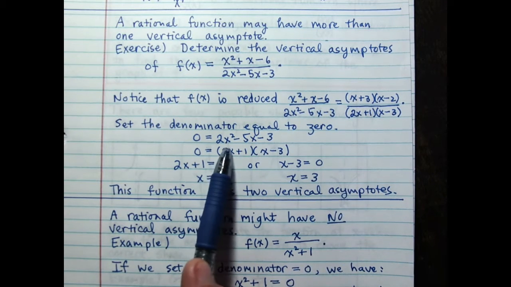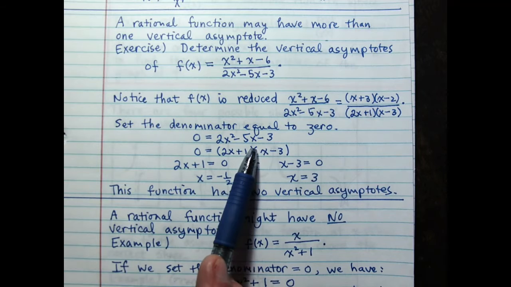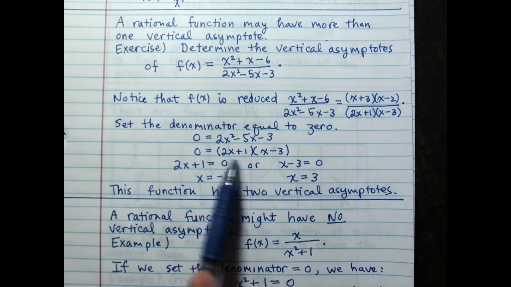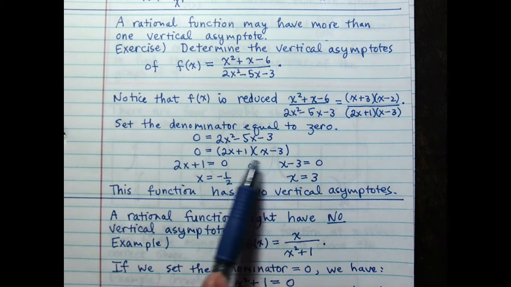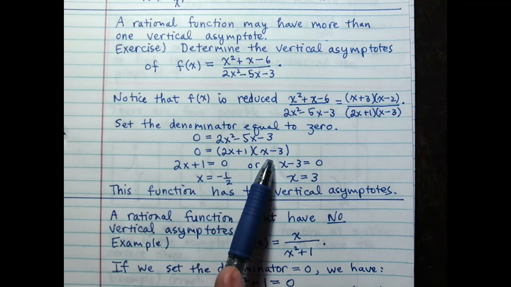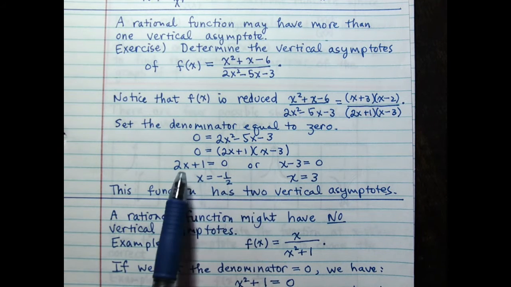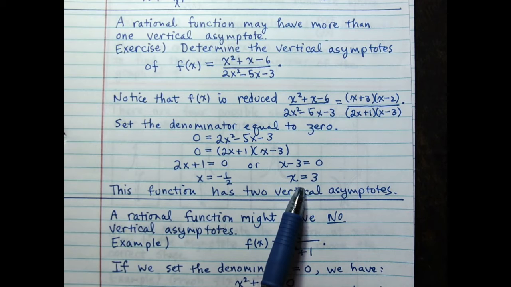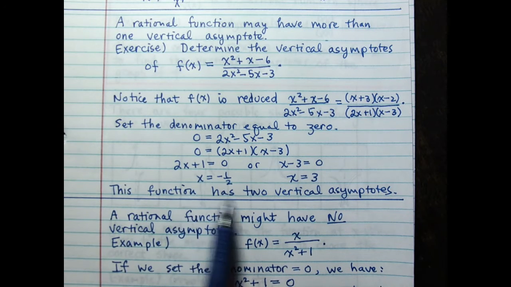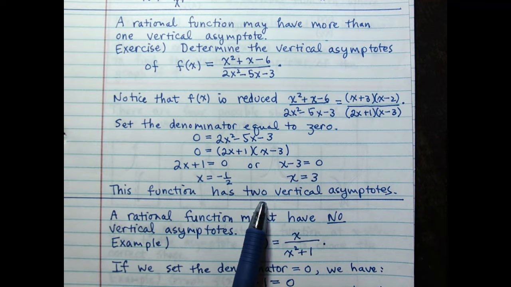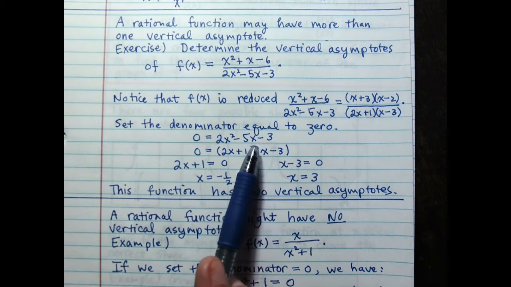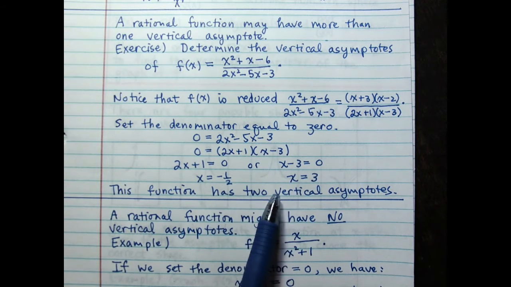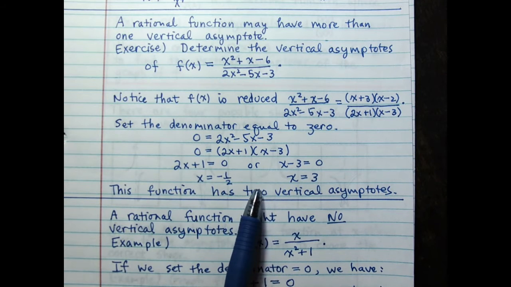So what I'm going to do is just set the denominator equal to 0. And this is a factorable trinomial. So I was able to factor into 2x plus 1 times x minus 3. And so I can set each factor equal to 0 separately and solve, and I get x equals negative a half or x equals 3. So this rational function has 2 vertical asymptotes. So I set the denominator equal to 0 and solved. The vertical asymptote location has nothing to do with the numerator.